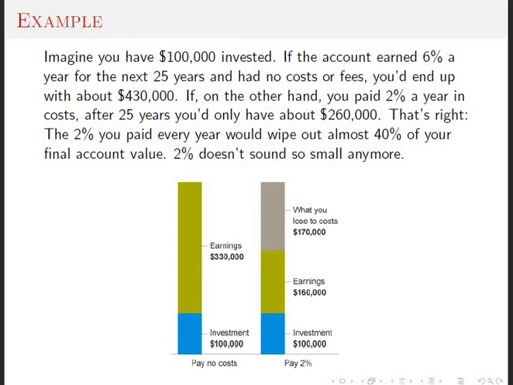If the account earned 6% a year for the next 25 years without any cost or fees, you would end up with $430,000. If you consider 2% investment cost per year, after 25 years, you would have $260,000. This means $170,000 has been spent on investment cost, which is a big deal since this is more than the earnings.